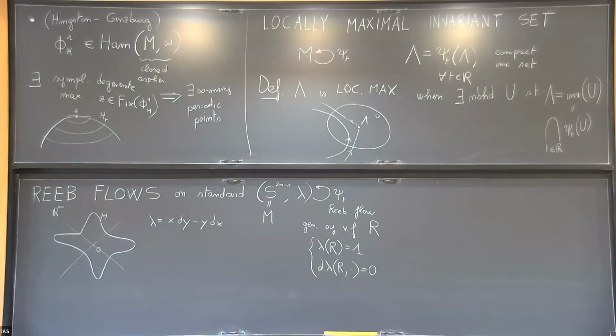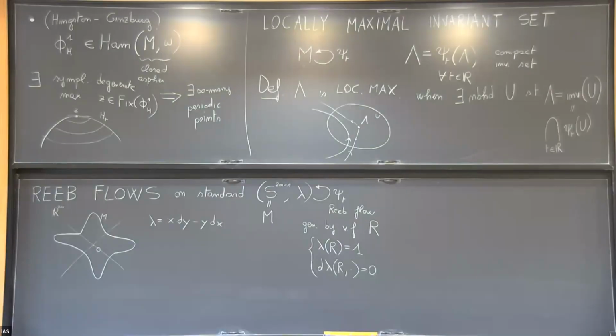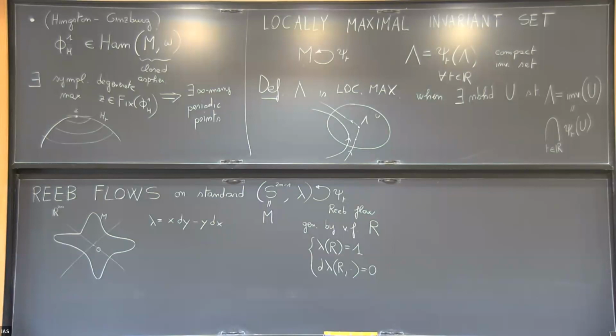Before we go on too much, can I ask a very simple question? Please. Is there a difference between a locally maximal invariant set and an isolated invariant set? No, it's just synonymous. Okay, thank you. I think Conley perhaps, U would be the isolating neighborhood? Yes, yes. Thank you very much. I believe in Conley theory, it's the terminology that's used. Yes. Thank you.